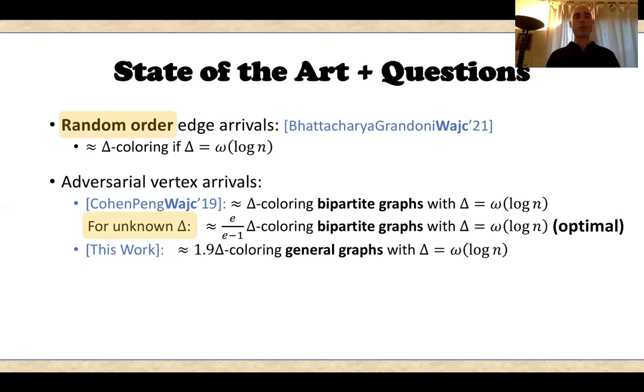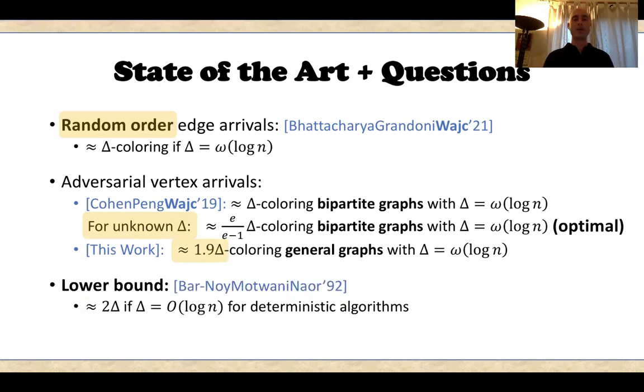Returning to what we show in this work, we gave a 1.9 delta coloring algorithm for general graphs with superlogarithmic max degree. The natural question is, how much better can we make this 1.9 term? Can we make it arbitrarily close to 1, or is there some limitation to what online algorithms can do? Is there some barrier that we cannot pass?